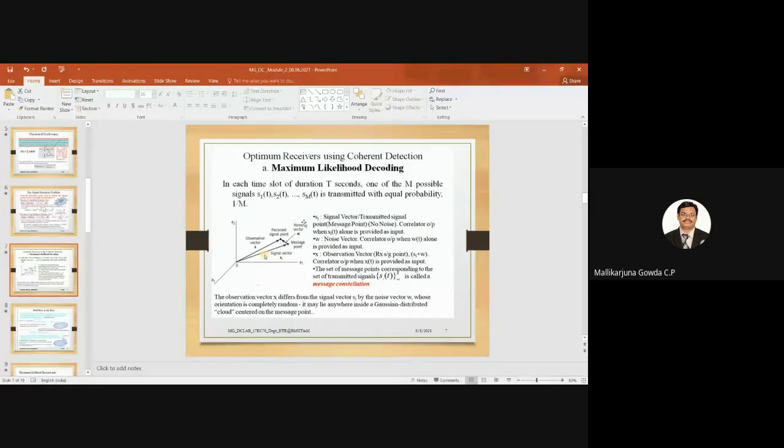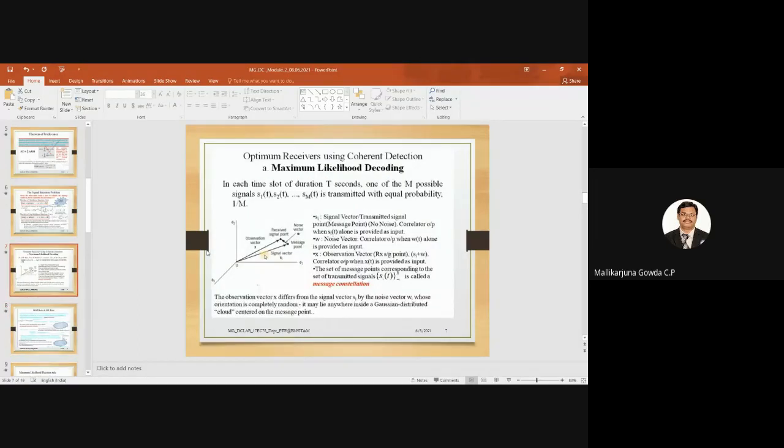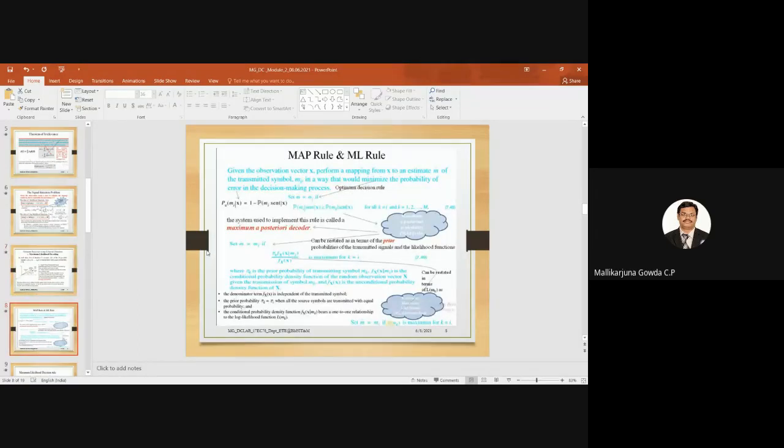Fine. So this is the noise cloud. In that there will be a message point, and surrounding that, there will be a received signal point. It is fine. So now let us try to understand what is that maximum a posteriori rule, the MAP rule.